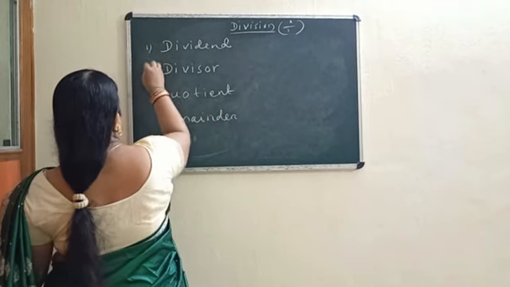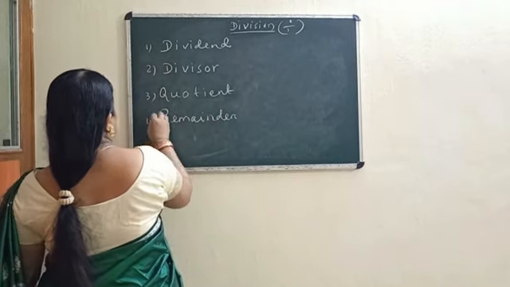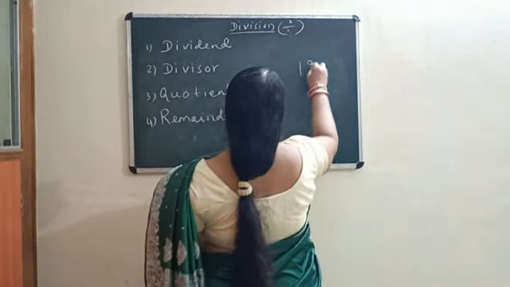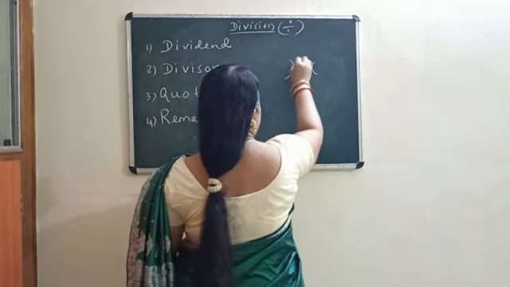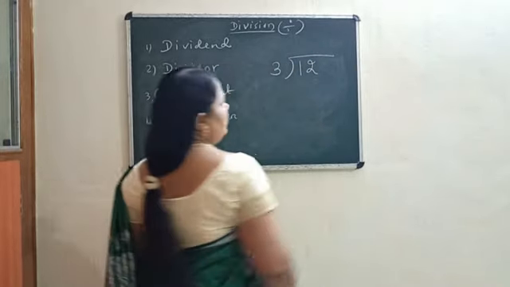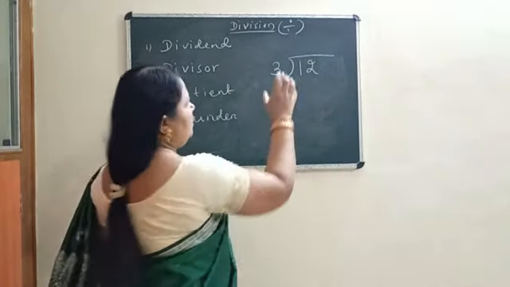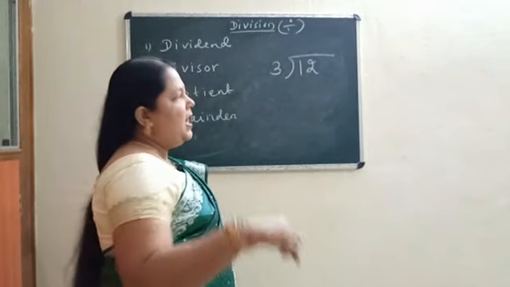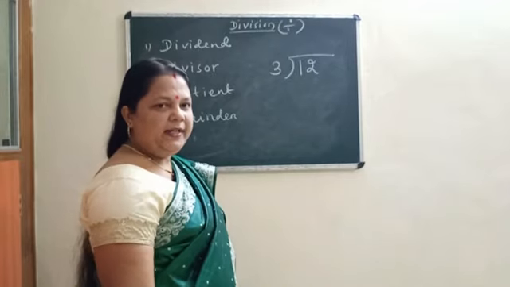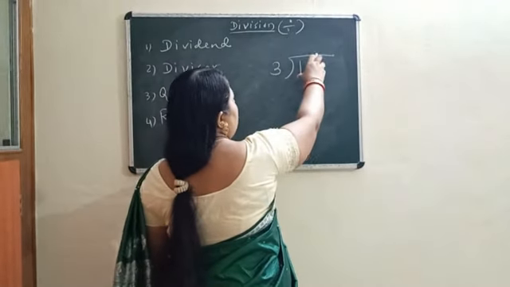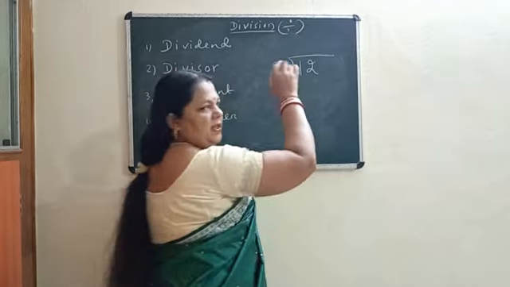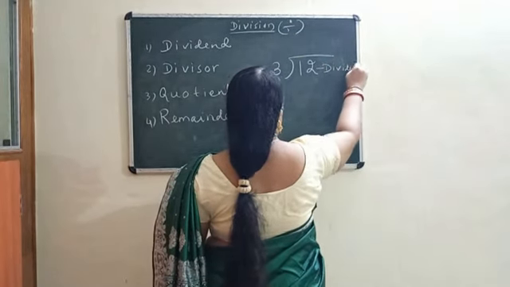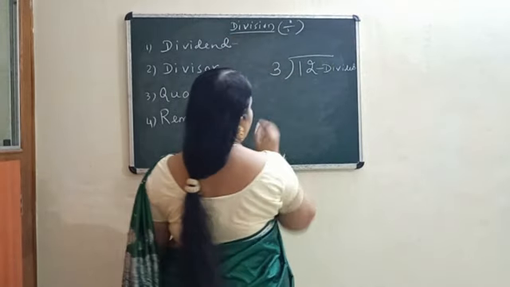Here we are using 4 terms. If we take that example, we have taken 12 smiley faces and we have divided by 3 persons. So one number we have taken here for division, and another number is also required to divide it. The number which we have taken for division is called your dividend.